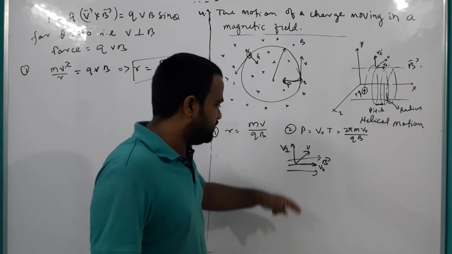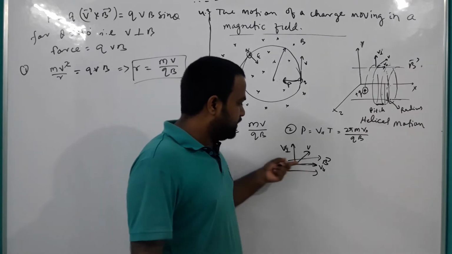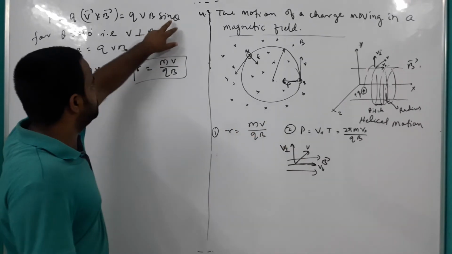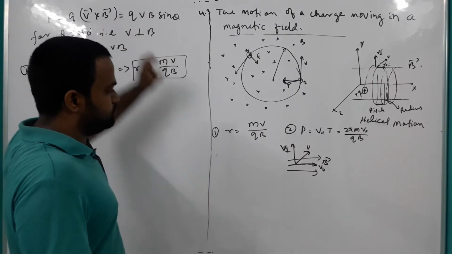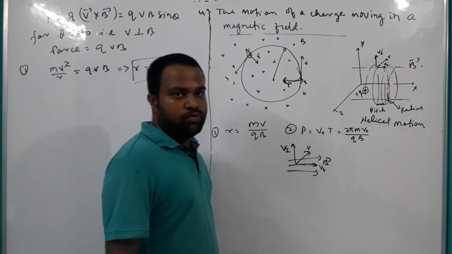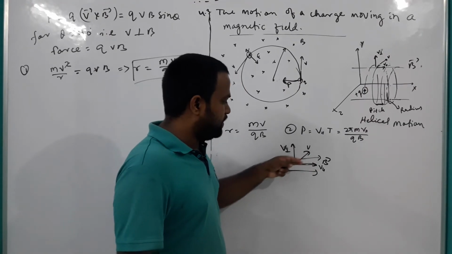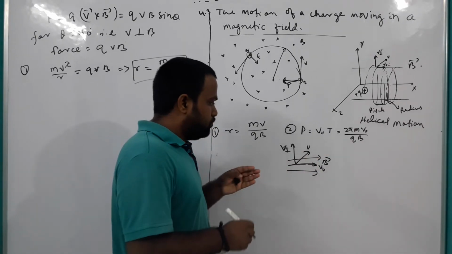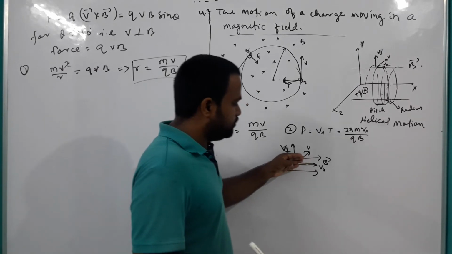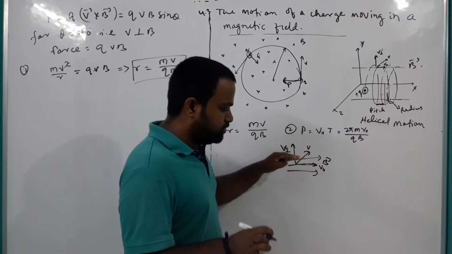So B perpendicular will be responsible for the circular motion of the particle. Now in the B parallel case, the velocity and B are parallel, so the angle theta is 0, and sin theta being 0 means this force is 0, so the particle will not experience any external force on the parallel component. Whatever the velocity will be, it will not experience any force due to the magnetic field.